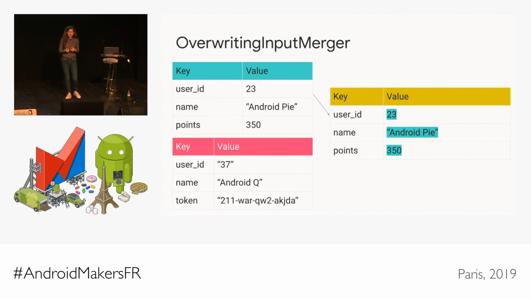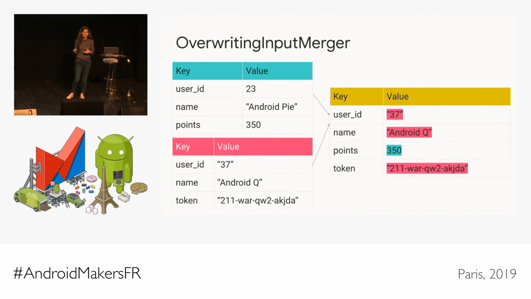First of all, for the output of those two tasks, we make a copy of the first task. So we get the user ID, the name, and the points. Until now, everything is okay. And after that, it goes to the second task and starts to override the values. And it doesn't care about the fact that the user ID in the second task is a string. It just overrides the value and that's it. For the name, we'll do the same thing. It was previously Android Pie and right now it's Android Q. It will keep the points from the first task and the token from the second task.